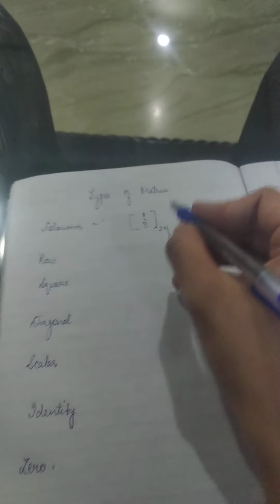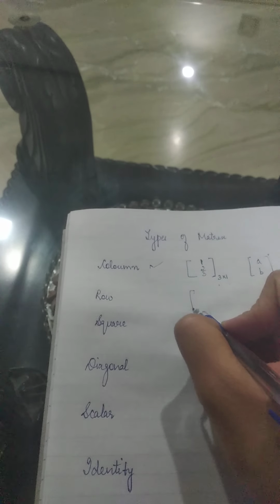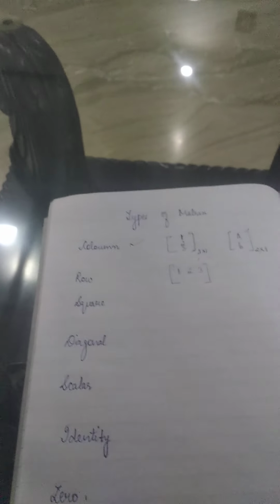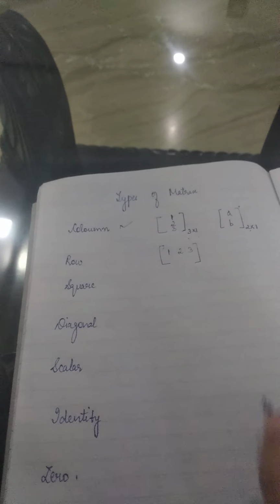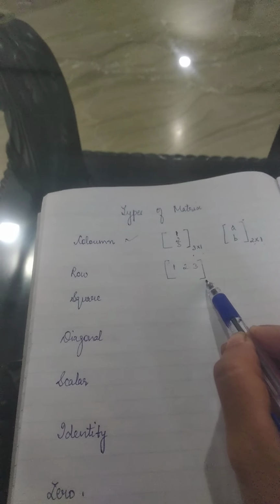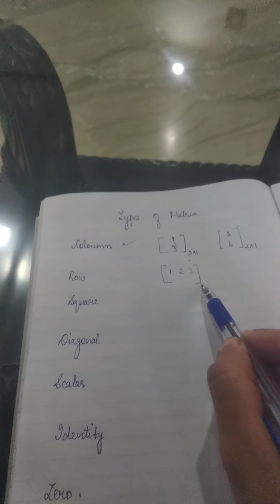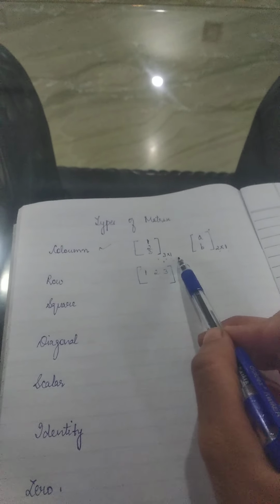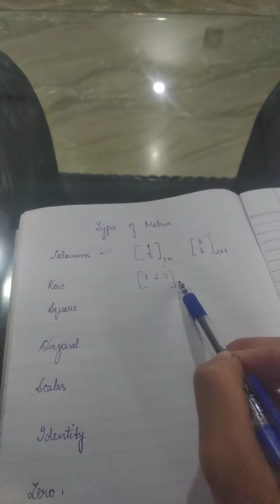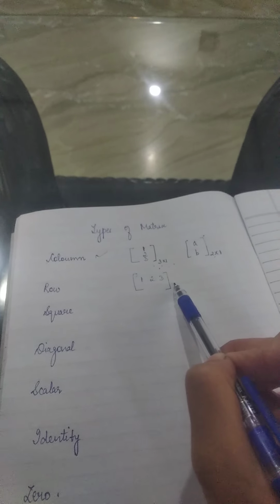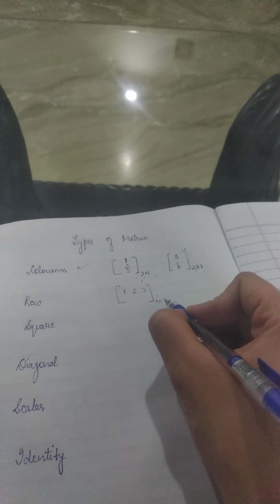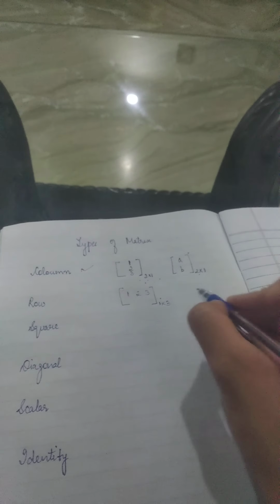A row matrix is one which has just one row and it can have any number of columns. Remember, in this particular case, the order of the matrix would change. For instance, the order of the matrix here was 3 by 1. Since the order is written as row into column, it will be 1 into 3. That is 1 row and 3 columns.